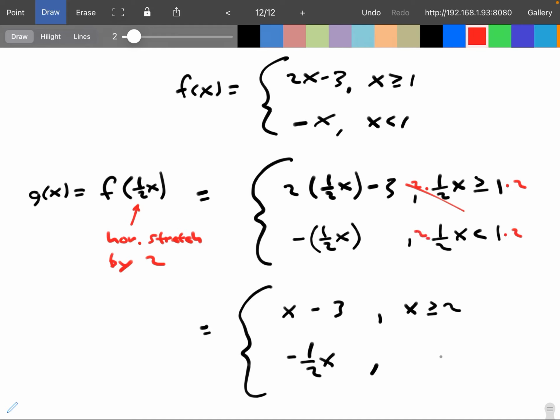And then the bottom branch, it's just negative 1/2 x. And same thing, we're going to multiply both sides by 2 right here. So if we do that, we just get x is less than 2. There you go, that's that one. All right, so that was the 5th one, right? So we got 3 to go. Anybody got any questions on that one?